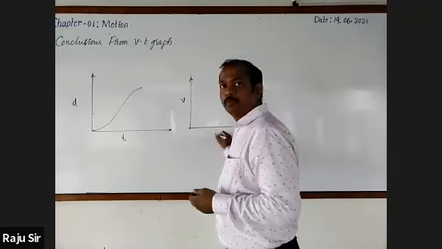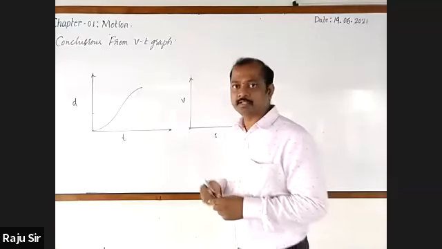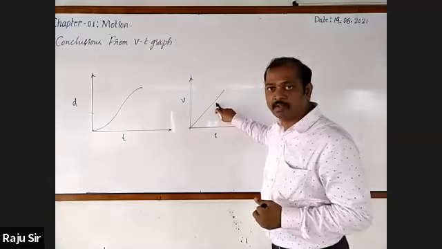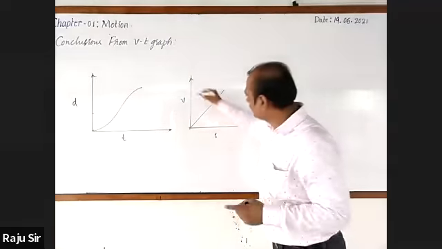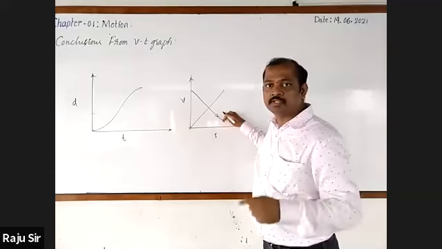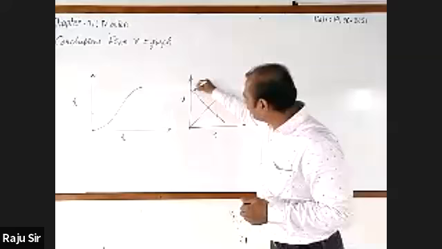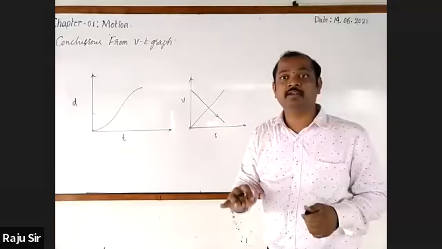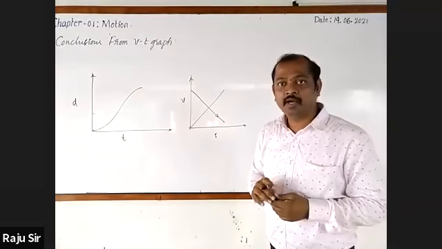Here I'll take a VT graph. Sanjita HS, what does this graph indicate? Uniform acceleration. Very good. You only tell, this graph? Retardation. Sanjita. Non-uniform deceleration or non-uniform retardation.